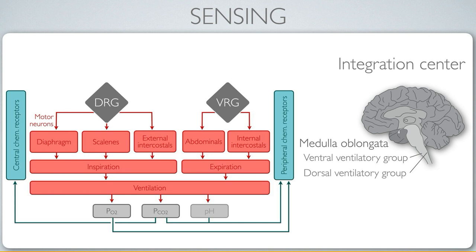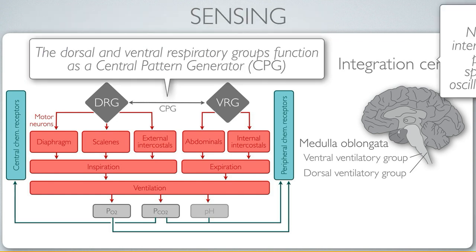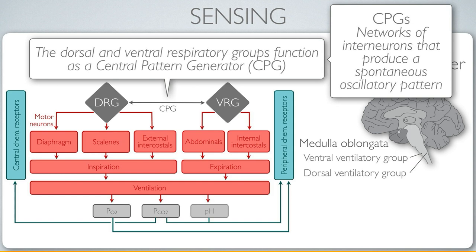All right, they have to be out of phase with each other. And the way that this is achieved is through a network of neurons between these two groups. That network of neurons is known as a central pattern generator, a CPG. So the dorsal and ventral respiratory groups function as a central pattern generator.